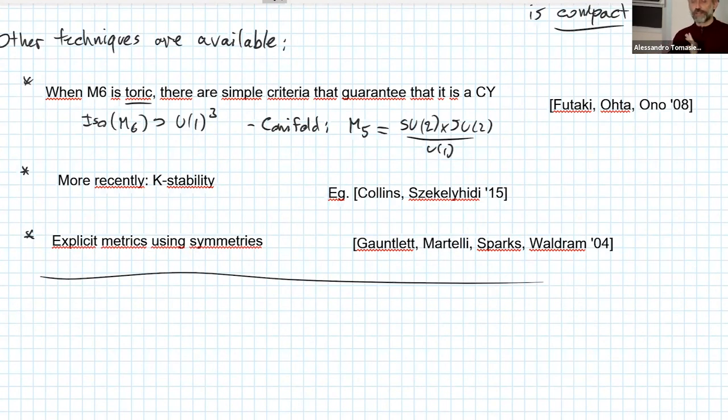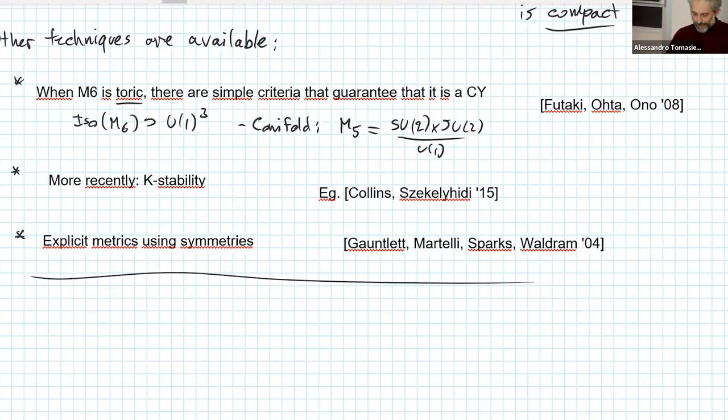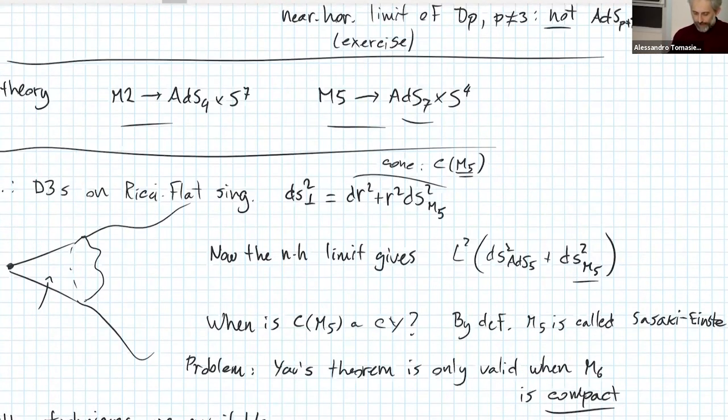I also don't want to give the impression that all AdS solutions are of this form and have a Sasaki-Einstein internal space. This is a bit like the AdS analog of the Calabi-Yau case. It's just the simplest one you can explore. But here, the M2 gives AdS4 times S7.